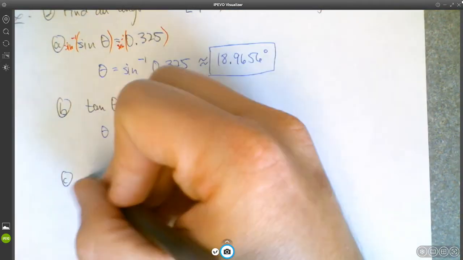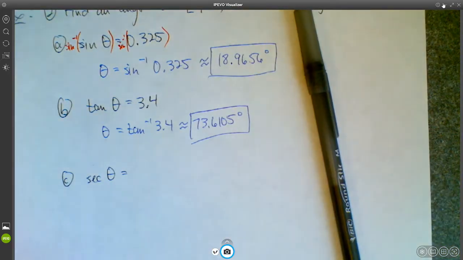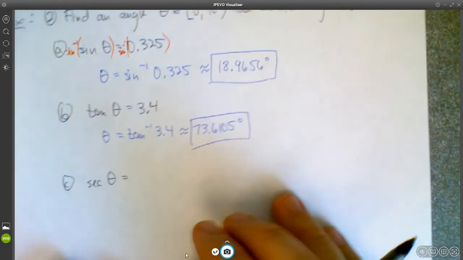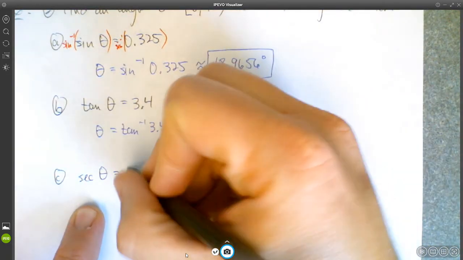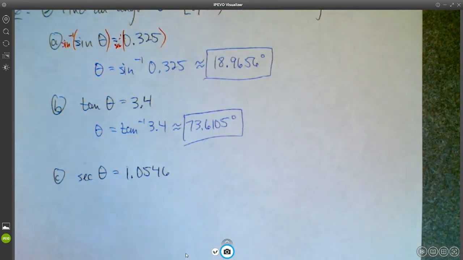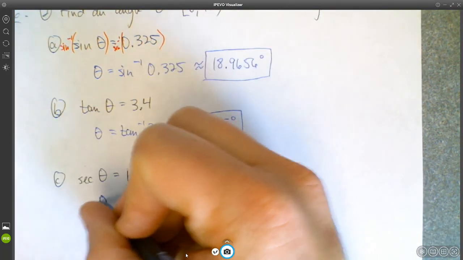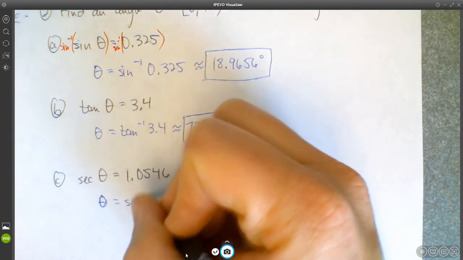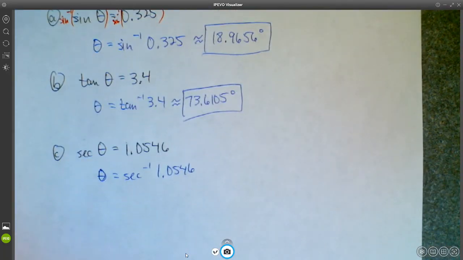Let's do another one. Let's do secant theta equals 1.0546. Now, with this one, you don't have a secant inverse button, right? So our first kind of naive approach would be to say, well, theta is going to be secant inverse of 1.0546. But that's a problem because you don't have a secant inverse button.